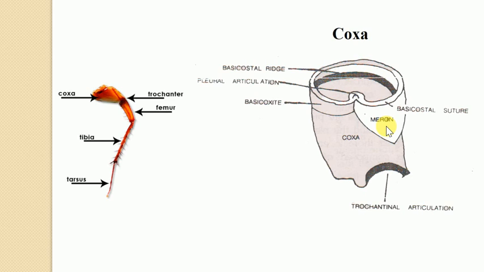So this is the first basal segment. The next one is the trochanter. Now the trochanter, which is the second segment of the typical leg, is a single, short, triangular or quadrangular segment lying in between the coxa and femur in all insects. This means the trochanter always lies between the coxa on the proximal side and the femur on the distal side, and it is always present in all insects.